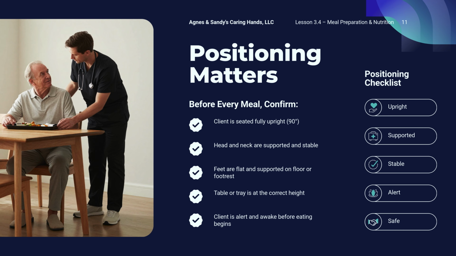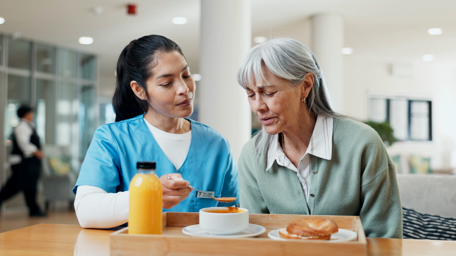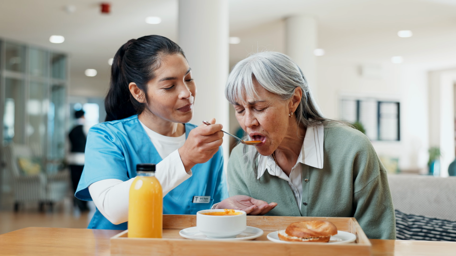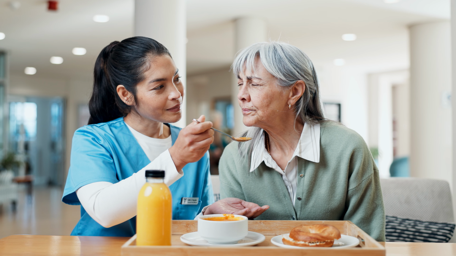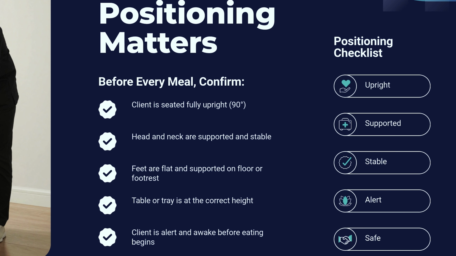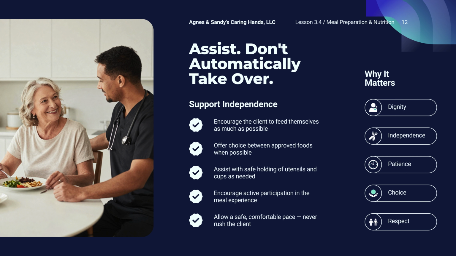Safe positioning can help reduce choking and swallowing risks. Clients should generally be upright for eating unless their care plan directs otherwise. Do not attempt to feed someone who is lying flat. If the client is unusually sleepy, cannot remain safely positioned, or appears unable to safely participate in the meal, stop and follow agency procedures. Mealtime is another opportunity to maintain independence.